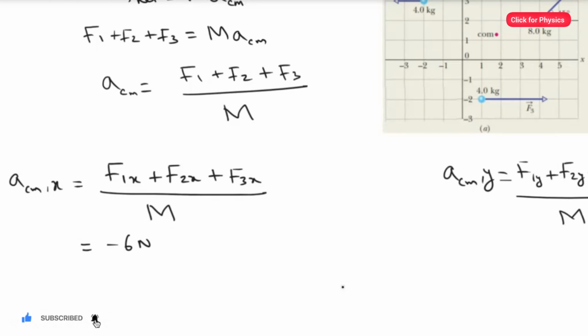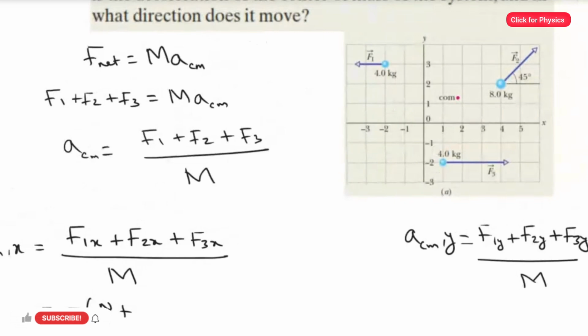Likewise, for F2x, we can see the second particle. We have two components. One is the vertical component, which is F2y, and this will be F2x. That means the x component stands for cosine.